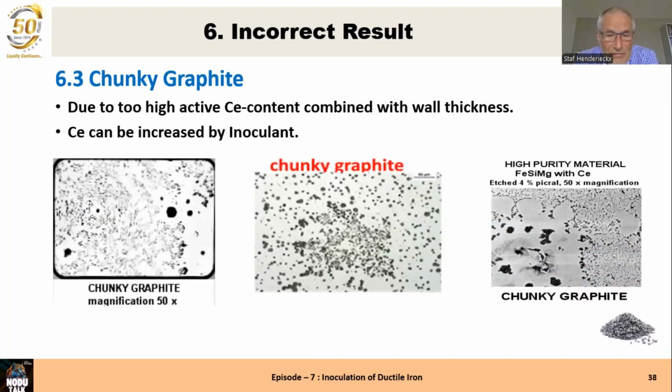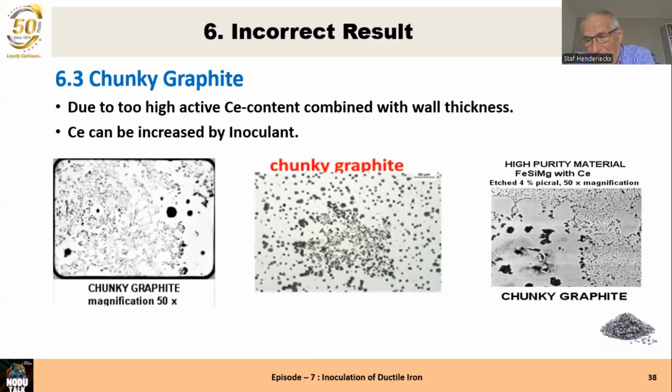So chunky graphite. Chunky graphite, you see some pictures there. At the left side, not magnified too much, you see a few nodules and a lot of chunky graphite. In the middle, you see a restricted area where the chunky graphite is, and a lot of nodules.